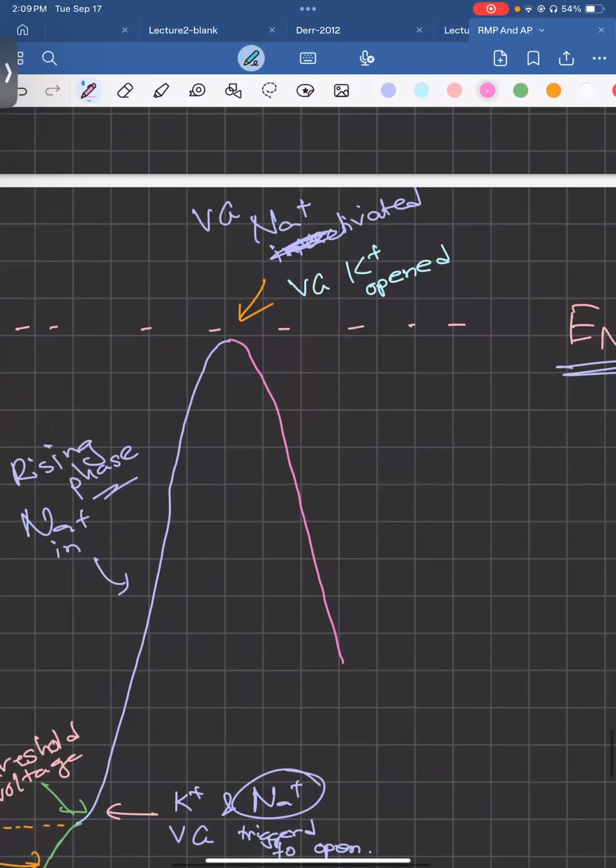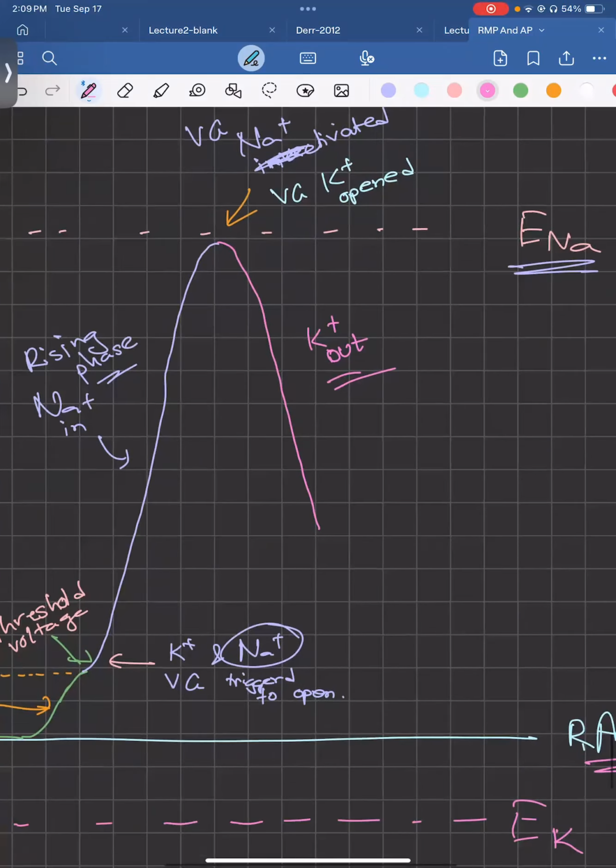So what would happen? The potassium would get out, right? Because the potassium wants to leave. Remember, the potassium wants to leave, and if they leave the cell, the membrane would become more and more negative.